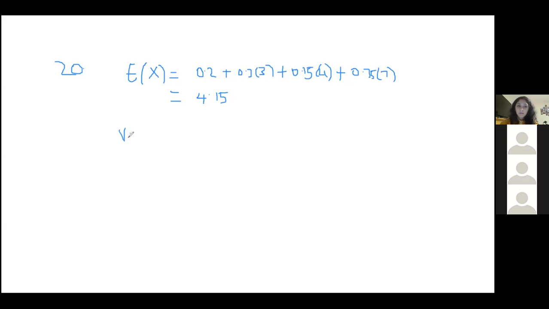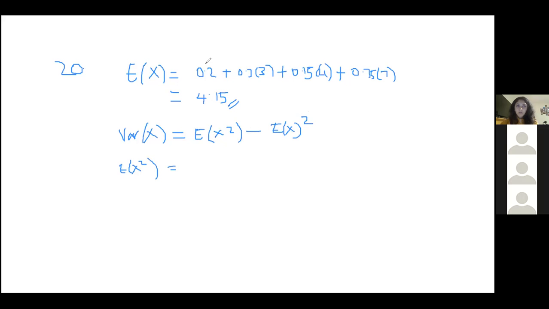So that's normally abbreviated to be like var of x. And this is E, which is expectation of x squared, take away the expectation, which is what we had found in the previous part, which was this 4.15 squared. Now this can look a bit confusing, so let's take this step by step. So first of all, we have E of x squared.